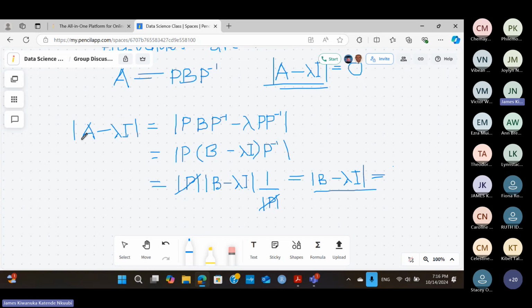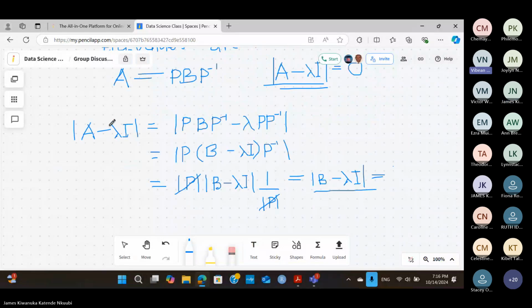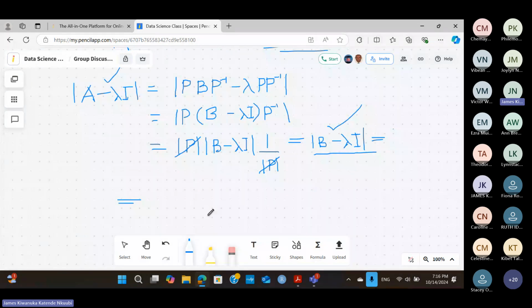So since they have the same characteristic polynomial, those polynomials have the same roots. So it means the eigenvalues of A and B must be the same because they have the same characteristic polynomial. This determinant is a polynomial and it's equal to this one. So they have exactly the same characteristic polynomial, and therefore we can conclude that it's the same.